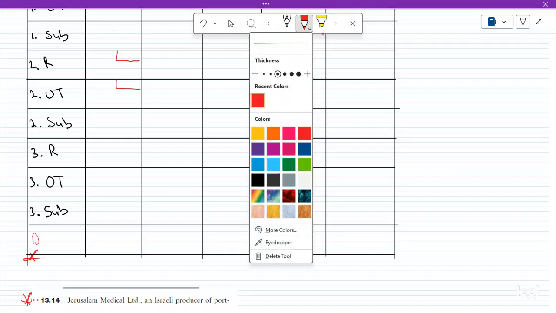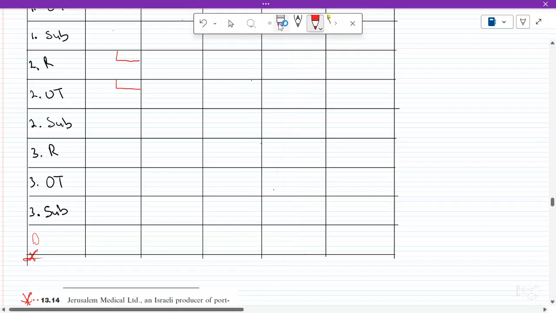I need to enlarge my pen. It's too thin for me. Now I must make sure that everyone can see what I see.